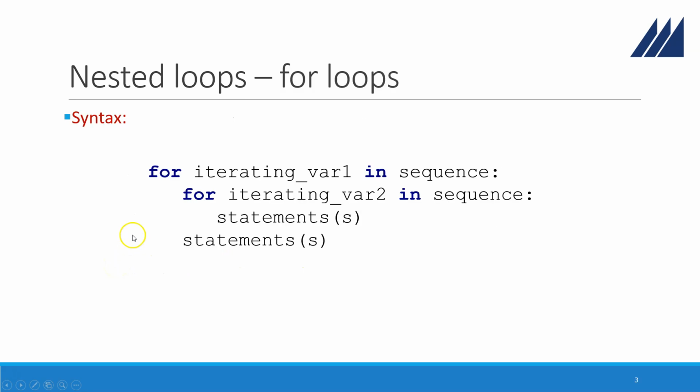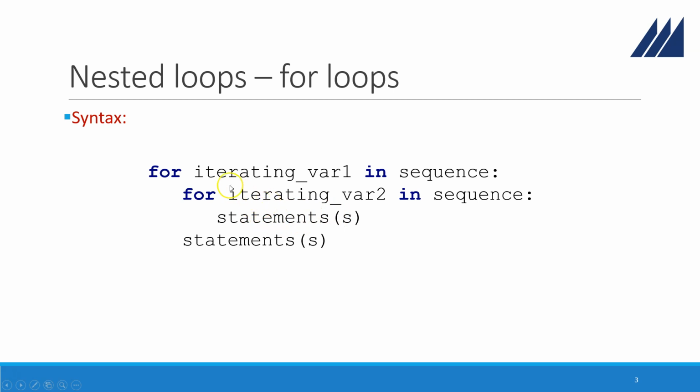Okay, so here is the syntax for it. If we have nested for loops, that means we have two for loops. This is the outer loop, and this block is the body of this for loop. Inside it we have another for loop. That's how it looks using for loops. And the inner loop is going to have its own statements over here. It's going to have its own block.